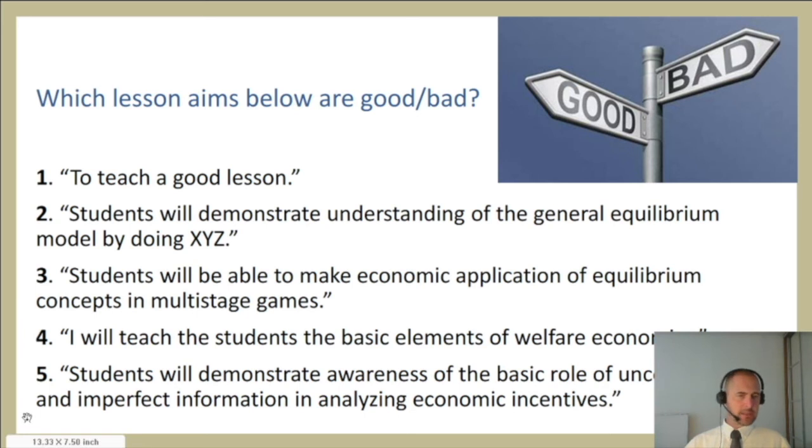Number 5 says students will demonstrate awareness of the basic role of uncertainty and imperfect information in analyzing economic incentives. Well, that sounds pretty good to me. Maybe we just need to find out how to measure these objectives. But otherwise, the ones that are phrased with a student outcome are far better.